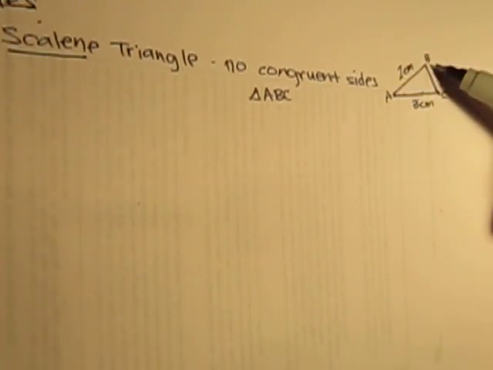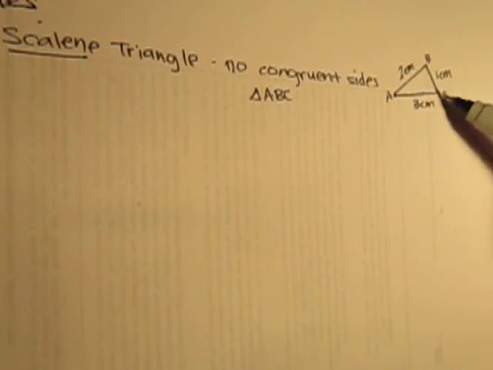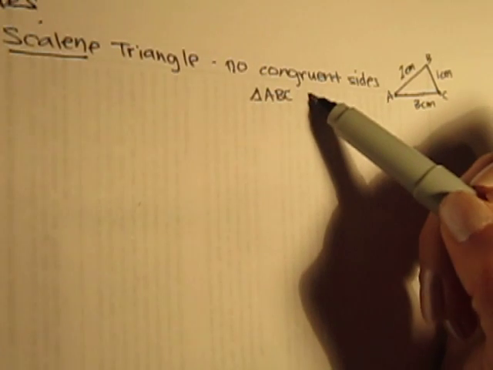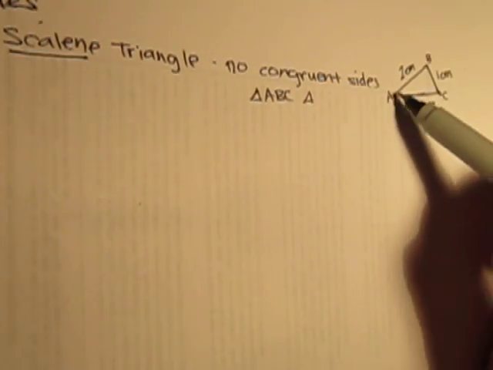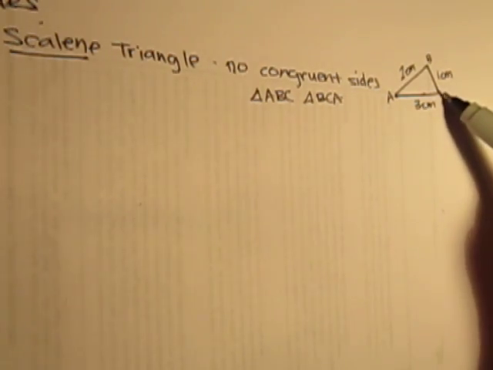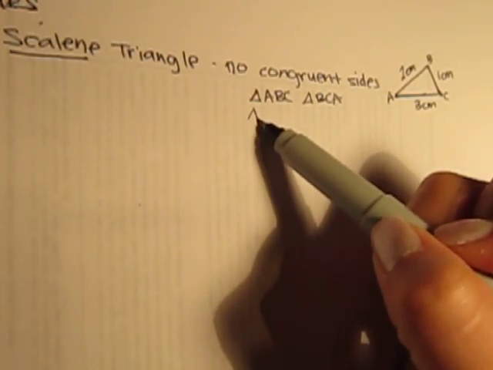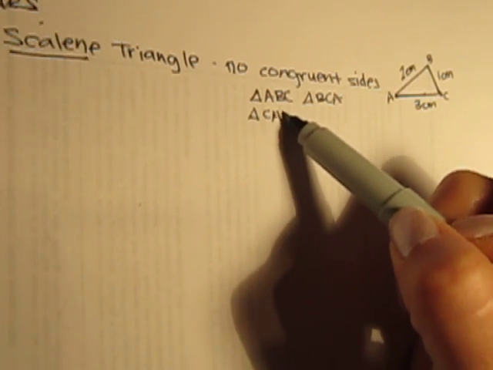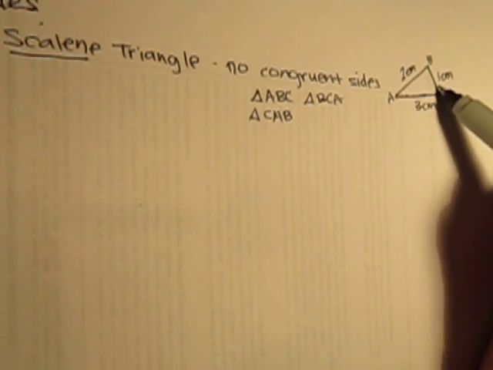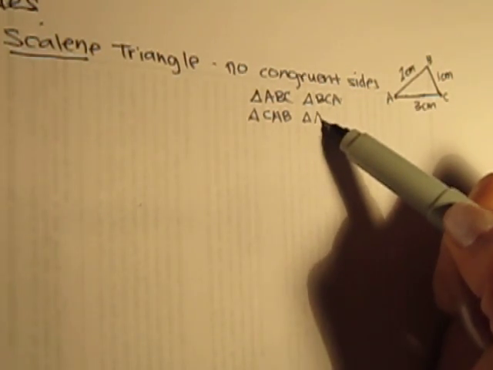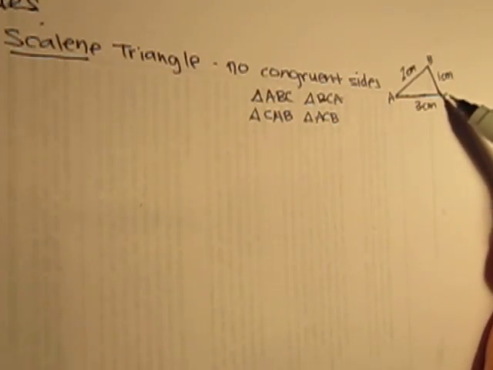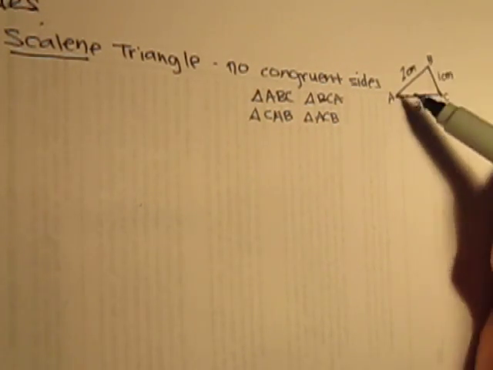It has to go in the order, either clockwise or counterclockwise, but it doesn't matter where your starting point is. So another way I could call this is I could call this triangle BCA. I can also call this triangle CAB. Of course, you can go backwards as well and call it ACB. You could also call it triangle CBA or BAC.